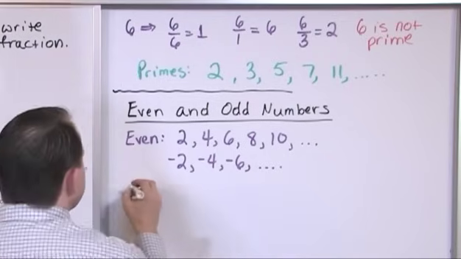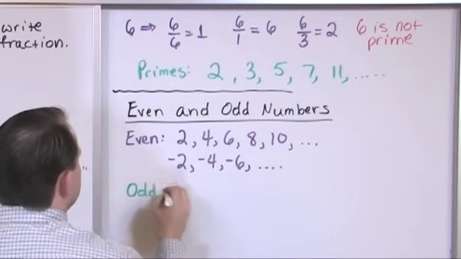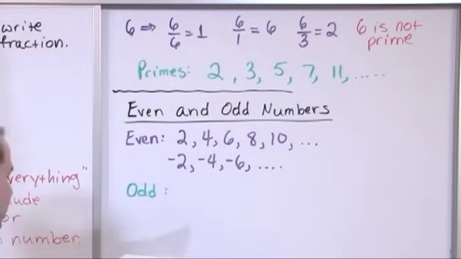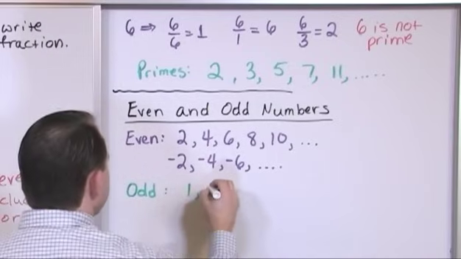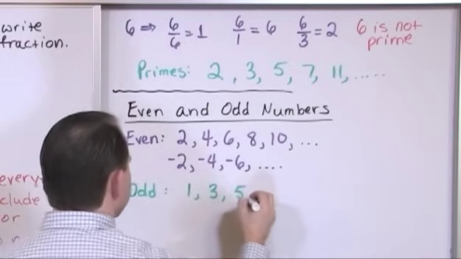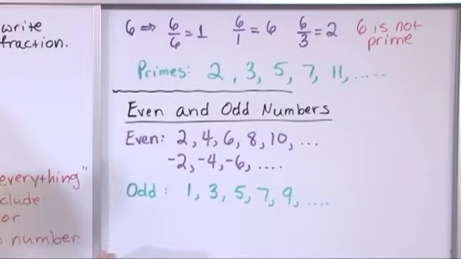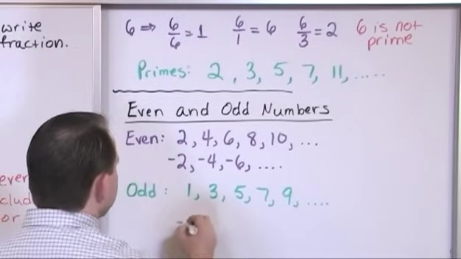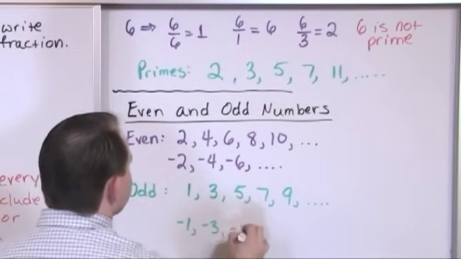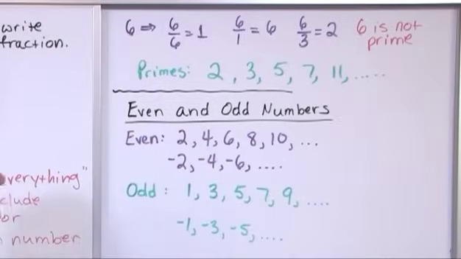Now, an odd number is everything else that's left over, so things like 1, 3, 5, 7, 9, dot, dot, dot. Also the negative numbers that go along with this, like negative 1, negative 3, negative 5, dot, dot, dot, like that. So it's everything left over if it's not an even number.